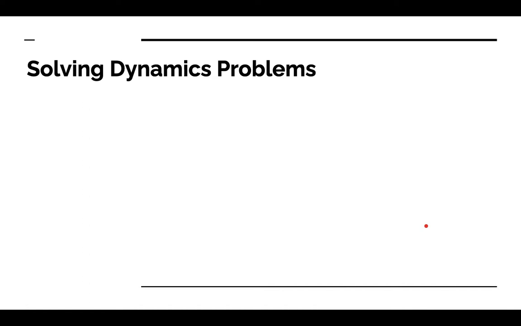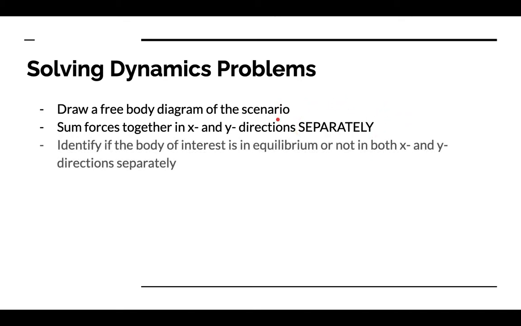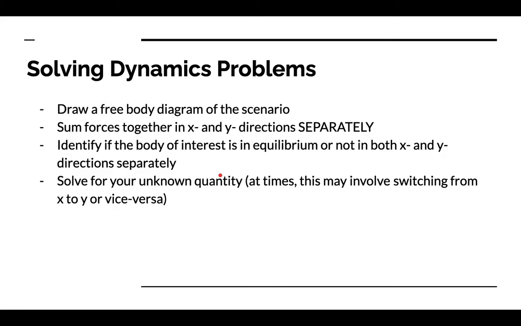Solving dynamics problems. The key steps are to draw a free body diagram of the scenario to visualize what forces are acting. Then you're going to sum together forces in the x and y directions separately. Cannot emphasize that enough. We're going to identify if the body of interest is in equilibrium or not in both x and y directions separately. So make sure you watch out for those keywords, or if it doesn't give you keywords, make sure you check that the net force is equal to 0. Then we're going to solve for the unknown quantity. At times, this may involve switching from x to y or vice versa.